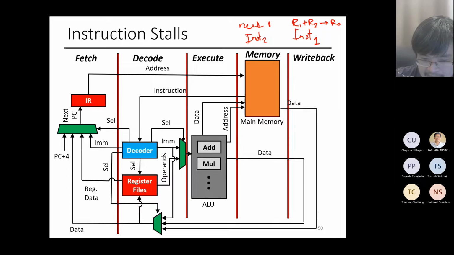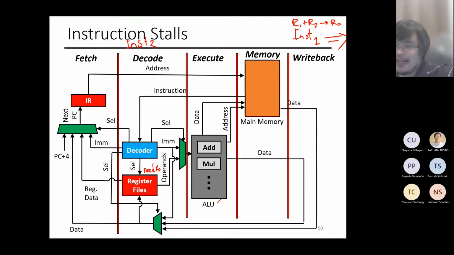Instruction 2 needs R0. Somehow it has to go through the pipeline stages, but it cannot, right? Because R0 is never updated until I finish write back. So when you have instruction stall, my instruction 2 will sit right here, waiting in the decoding logic because it needs R0, and it has to wait until instruction 1 finishes.